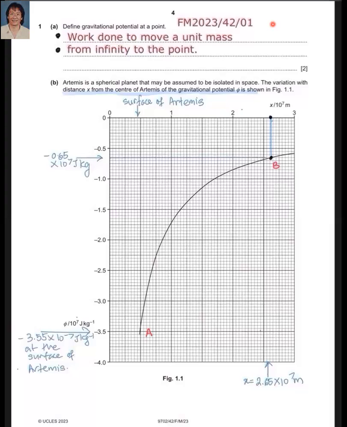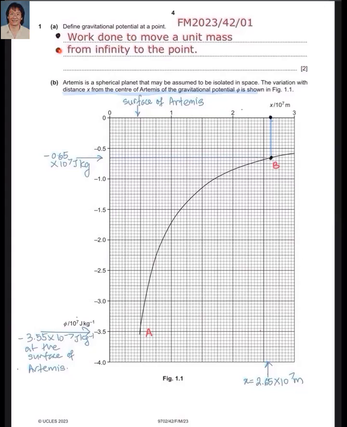This is a February-March 2023 variant 42 question. 1A carries 2 marks here. We have to define gravitational potential at a point. The gravitational potential at a point is defined as the work done to move a unit mass from infinity to the point. 1 mark here, 1 mark here, so it carries 2 marks.